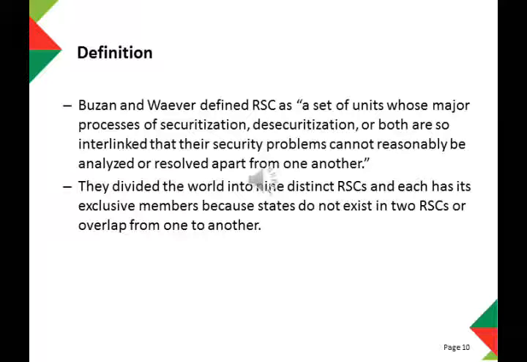Buzan and Weaver divided the world into 9 different regional security complexes, and each has its exclusive members, because states don't exist in two regional security complexes or overlap from one to another. For example, we refer to the Middle East as a regional security complex, Western Europe as another, South Asia as a regional security complex. But here you have to pay attention to the fact that one state cannot exist in two regional security complexes or overlap from one to another.